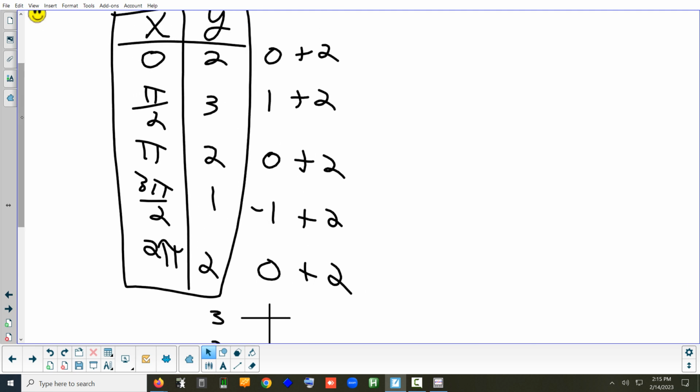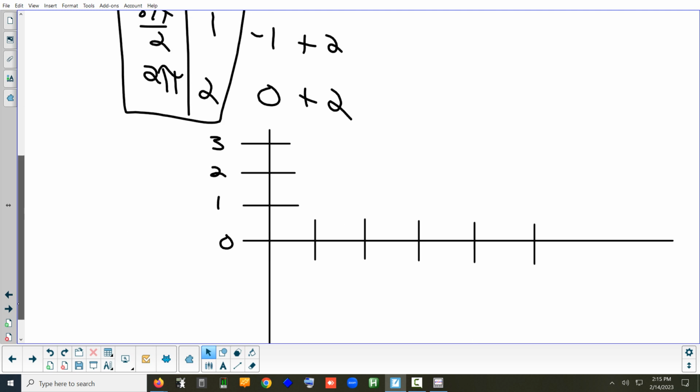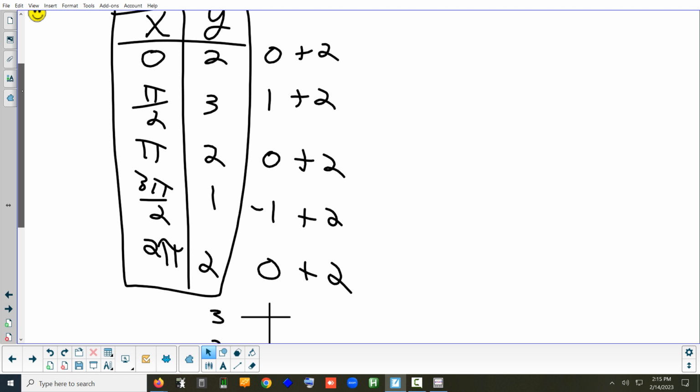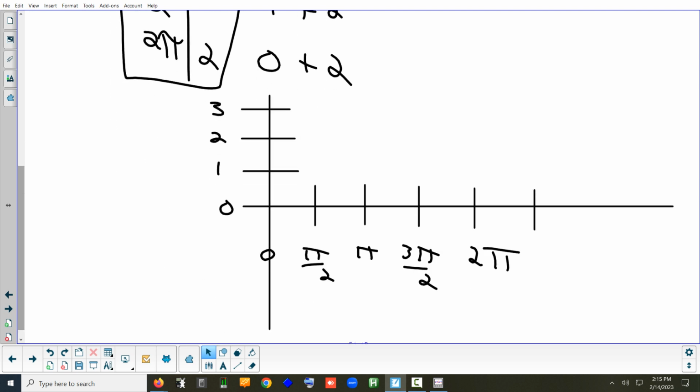Okay, and then the x values, remember we said this yesterday, you've got to pick numbers that are equally spaced. And we know that 0, pi over 2, pi, and so on are equally spaced. They're all 90 degrees apart. So let's use those as our labels. So 2, 3, 2, 1, and 2. So it's the sine function shifted up.